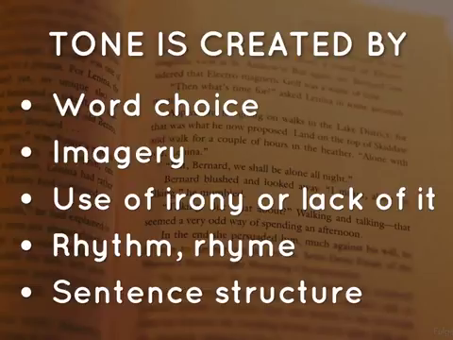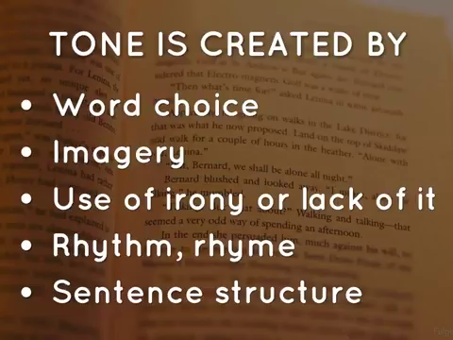So, tone is created by word choice. What kinds of words are they choosing to use? Do they choose to use words that we associate with positive things or negative things? Also, what kind of imagery do they use? If they're describing a house, is the imagery dark and spooky, or is it bright and cheery? Sometimes irony, you can think of irony as sarcasm. So if a teacher asks you how you're doing and you go, oh, real great, right? That's irony. Poets can do that in poetry too.